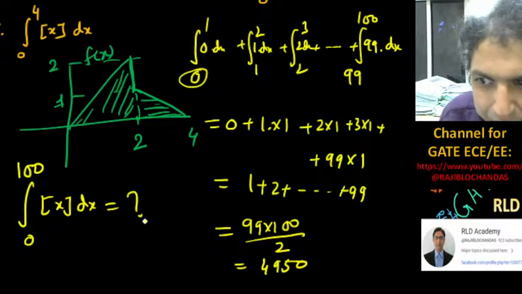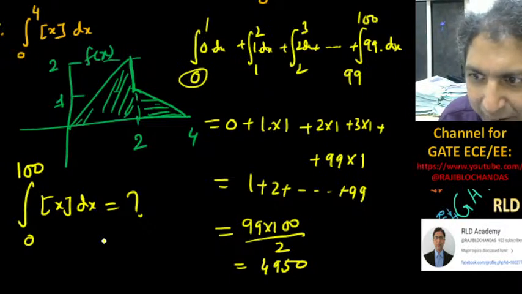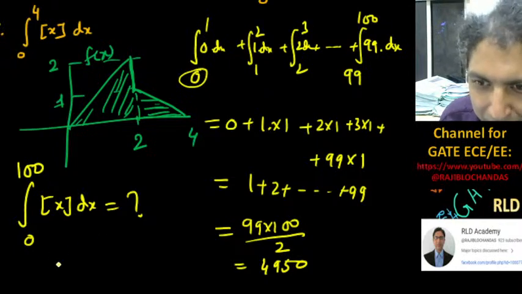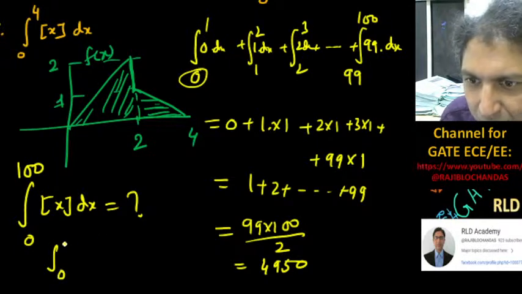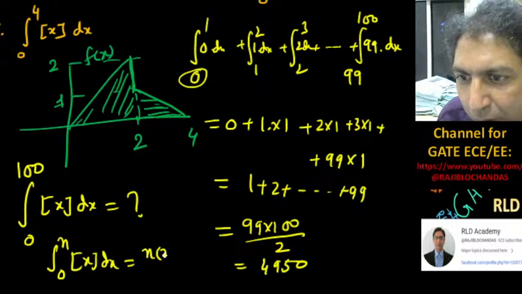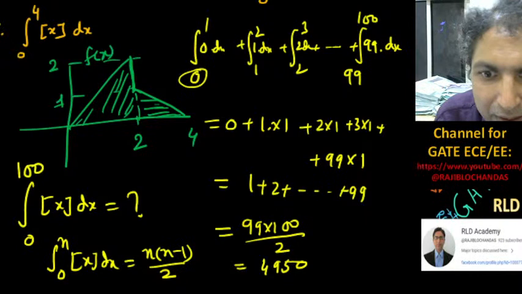Okay, so we can now move ahead. If it is n, you can write that as n into n minus 1 by 2. So we can generalize: the integral from 0 to n of the function dx is n into n minus 1 by 2. That is the answer. Okay, now next problem.